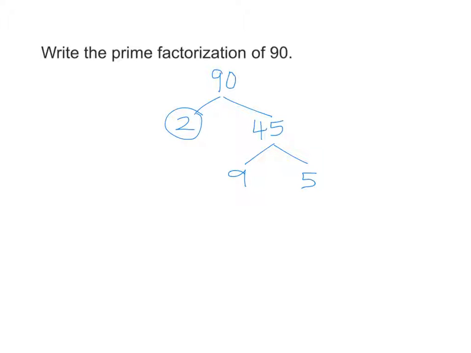How about 9? Prime or composite? Composite. What are some factors of 9? 3 times 3. 9 is 3 times 3. And 3 is prime, right? So I'm going to circle those. What about 5? That's prime as well. I'm going to circle that.